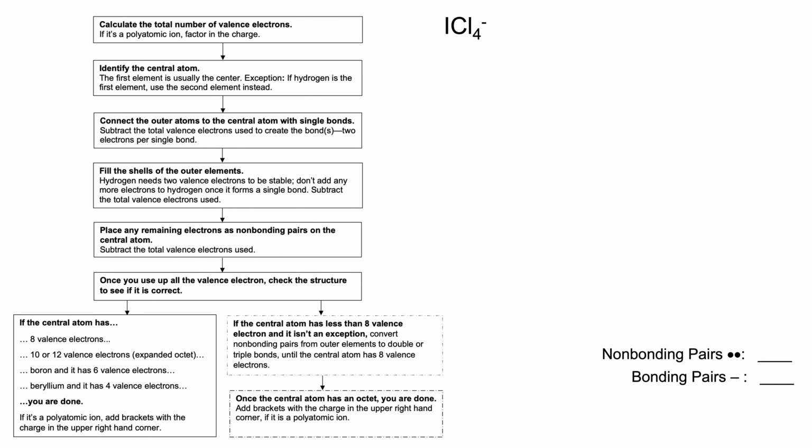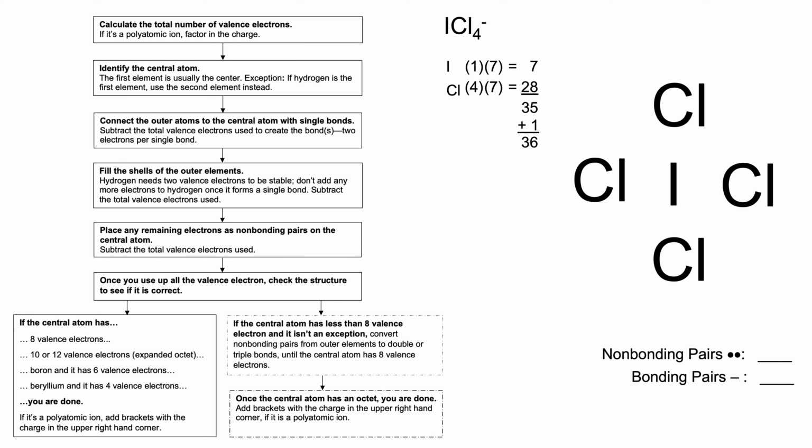To draw the Lewis structure for tetrachloroiodide, I'm first going to do my inventory. I have 1 iodine and 4 chlorines. Each iodine contributes 7 valence electrons, and each chlorine also contributes 7 as well. I'm multiplying across and adding to get a total of 35. Since it has a charge, I need to factor in that charge to the inventory. I'm going to do the opposite of whatever the charge is, so I'm going to add 1 to give me a total of 36.